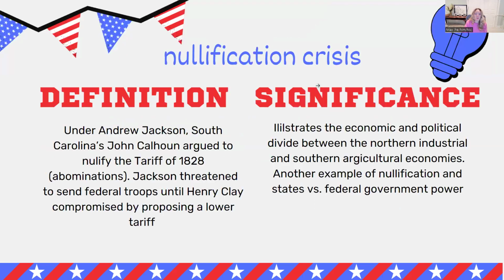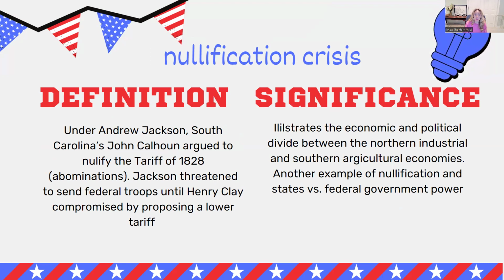Nullification crisis. Under Andrew Jackson, South Carolina's mouth of the South, John Calhoun, argued to nullify the Tariff of 1828, also known as the Tariff of Abominations. It was passed under Jackson's predecessor. And he believed that Jackson would do this because he's one of those good old boys of the South, that Democratic Republican, who would in theory be on John Calhoun's side here.